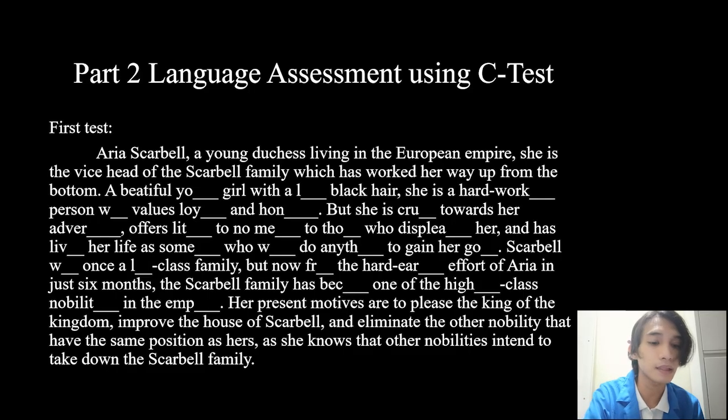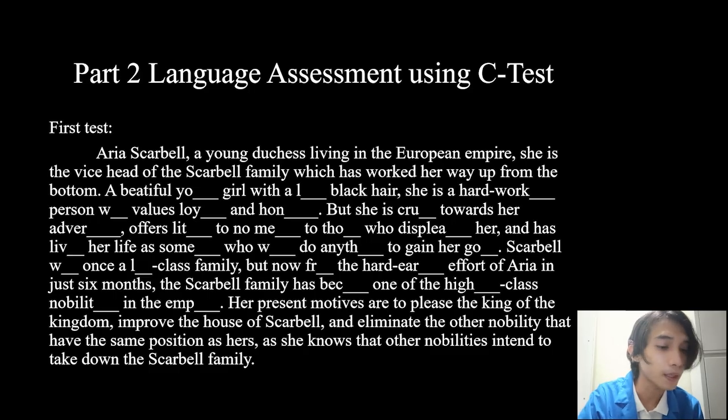Arya Scarbell, a young duchess living in the European Empire. She is the vice head of the Scarbell family, which has worked its way up from the bottom. A beautiful young girl with long black hair. She is a hard-working person who values loyalty and honesty, but she is cruel towards her adversaries, offers little to no mercy to those who displease her, and has lived her life as someone who will do anything to gain her goal.